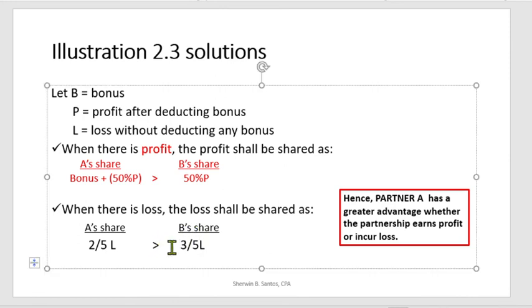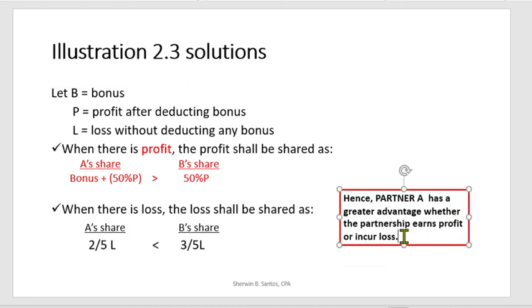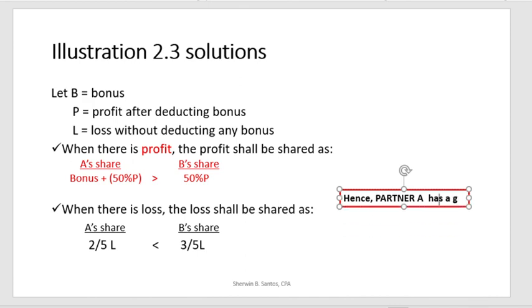Okay, I think there is an error here. Kasi 3/5 ng loss, it should be B. B dapat ito. Sorry. Yan. 3/5 ay mas malaki kaysa sa 2/5. So, kapag profit, partner A has a greater advantage when kapag profit ang operations on this particular scenario. Pero kapag loss ang particular scenario, B will have to share a bigger cut of the loss.